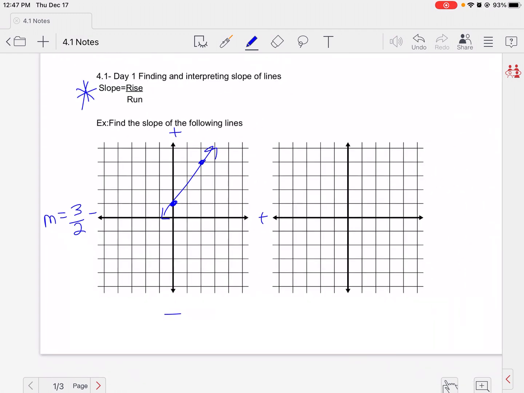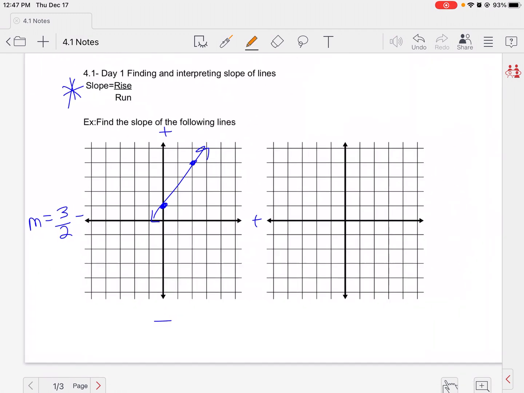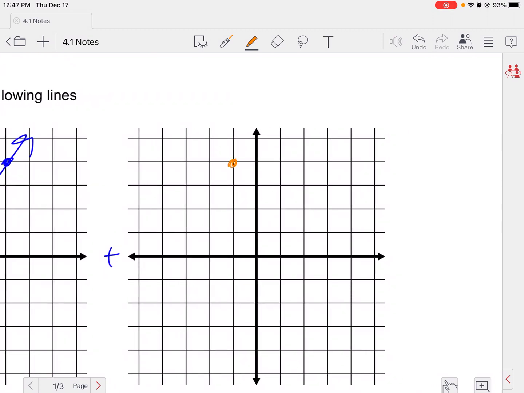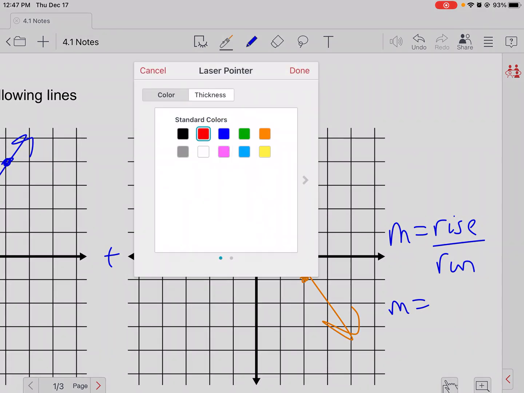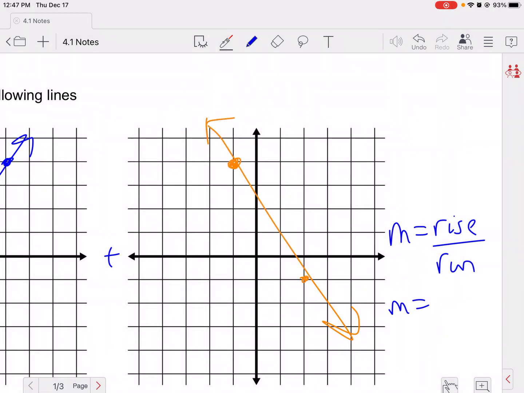So let's draw another line here. Let's say we have a point here and a point here. Draw my line. It doesn't have to be absolutely perfect. And again, we're trying to find the slope, and slope is m, and our two R words are rise over run. So we count how many up and how many over. I'm going to change my color here. Again, I like to just start at my bottom point. It makes my life a little easier.